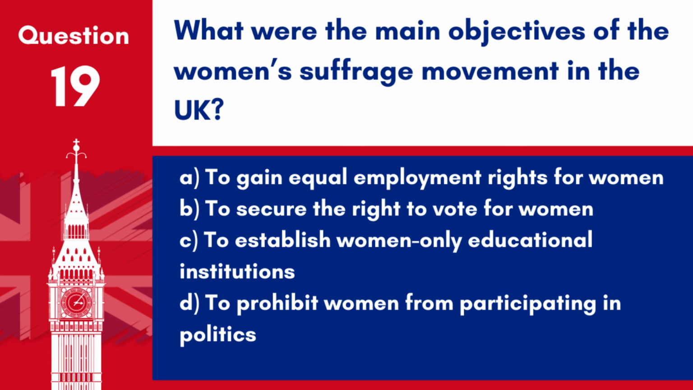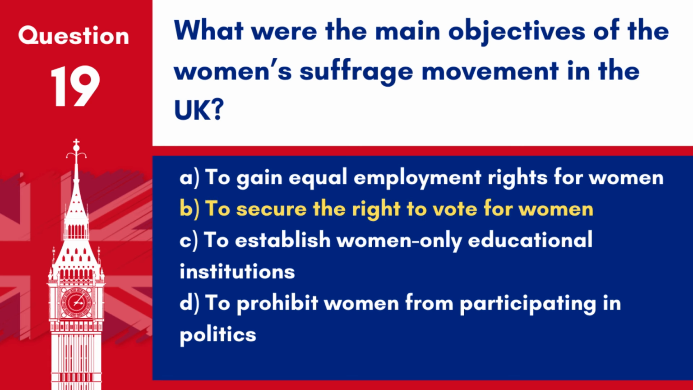A. To gain equal employment rights for women. B. To secure the right to vote for women. C. To establish women-only educational institutions. D. To prohibit women from participating in politics.